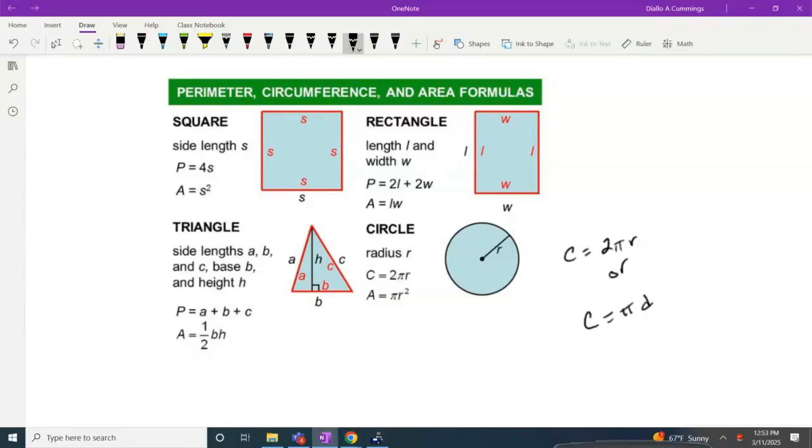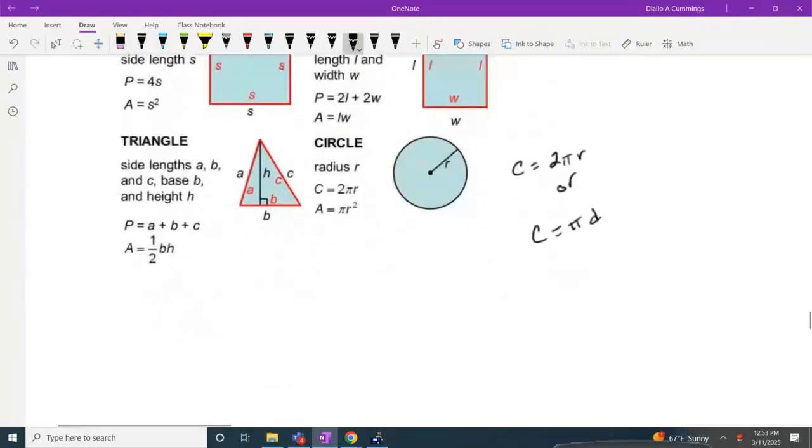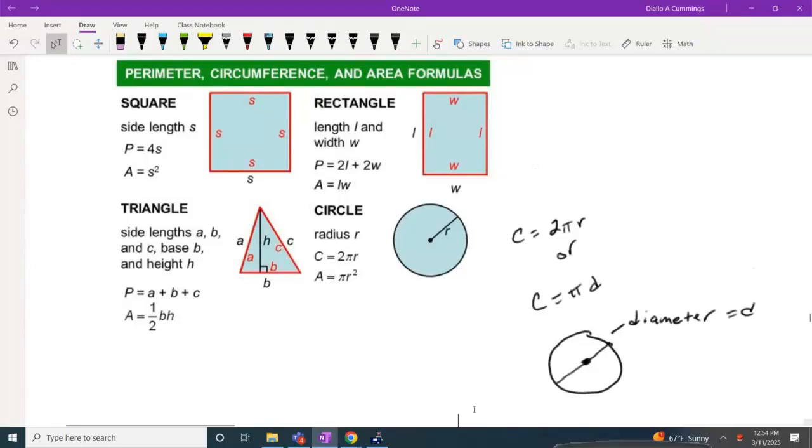The radius goes from the center to the outer rim of a circle. The diameter goes from one edge of the circle through the center to the other rim of the circle. This is the diameter, which we're going to call D. So you have to be careful. In some of the problems, they give you the diameter. In other problems, they give you the radius. Now we'll take a look at these area formulas in the next section.